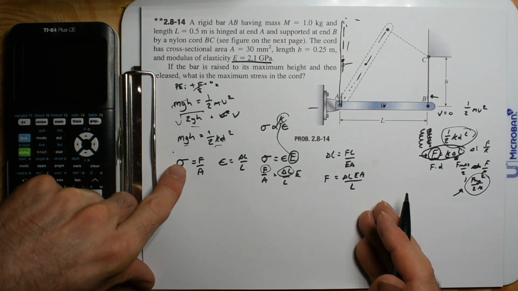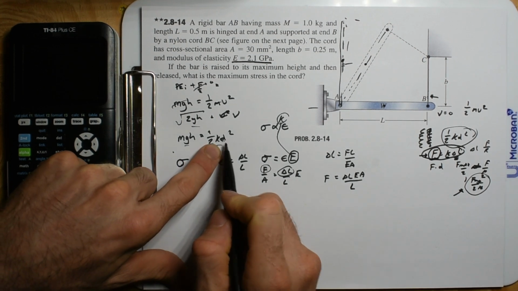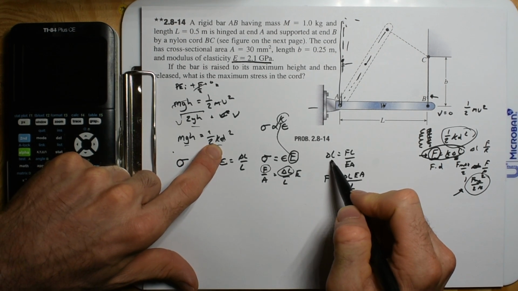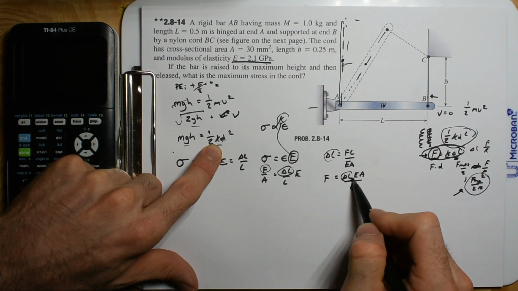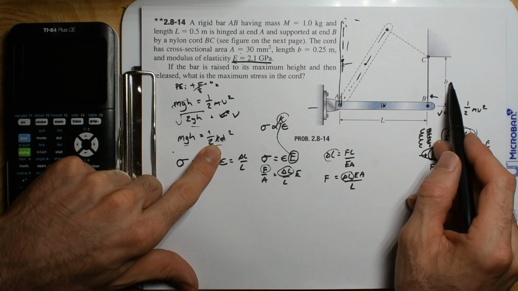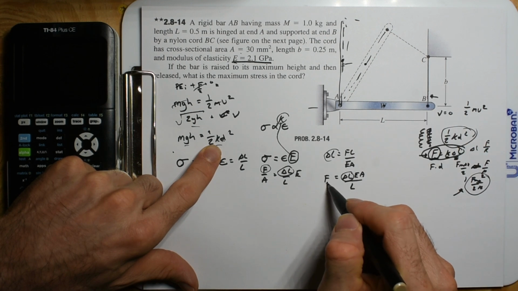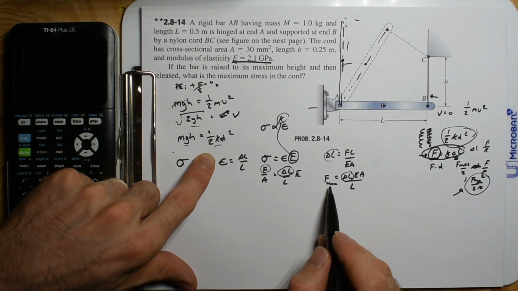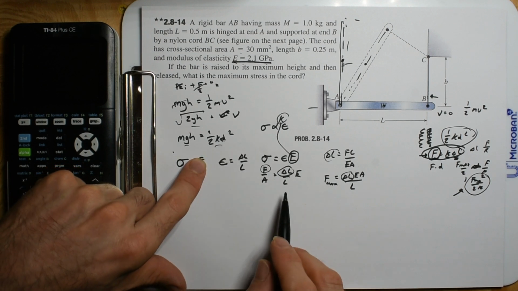So now what are we trying to get at? Well, if we found the distance, we'd be able to say, that's this distance. And we already know the modulus of elasticity, the area, and the length of the cord. So we could find that force max, the force at this distance D.